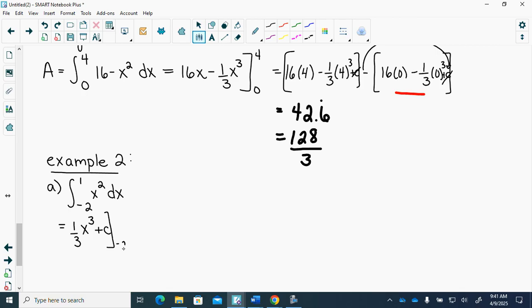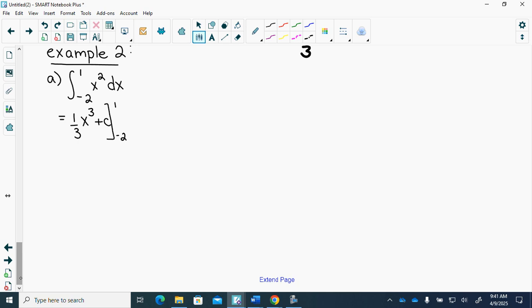And then we get -2 to 1. Right? And that shows that we're holding that -2 and that 1 in that spot. The plus c should be shown. And then we do upper minus lower. So we're going to get 1/3 1 cubed plus c minus 1/3 -2 cubed plus c.